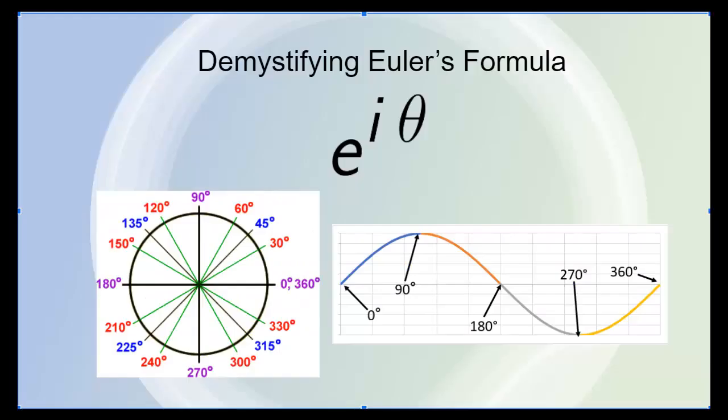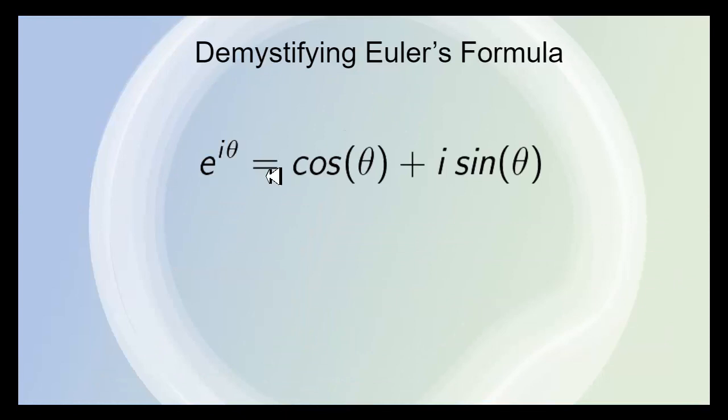Okay, so the main point I want to make here is that theta does not always correspond to an angle on a Cartesian coordinate system. Sometimes and most often theta corresponds to a phase in a wave. That's why they call it a wave function. Euler's formula expands into this formula right here. So e to the I times theta is equal to the cosine of theta plus I times the sine of theta.